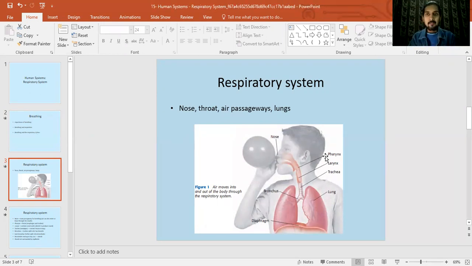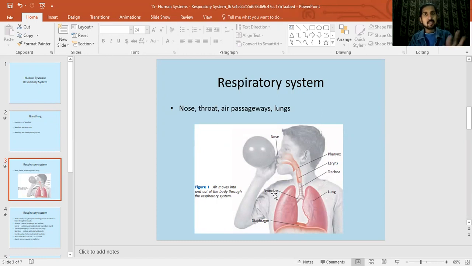Then we have the pharynx. The pharynx is the throat and it contains two openings to two different human systems, which are the esophagus and the trachea. The trachea takes gases to the lungs, the esophagus takes food to the stomach. Then we have the larynx. The larynx contains vocal cords which vibrate to produce sound. Then we have the trachea. The trachea is a windpipe which connects the larynx to the lungs. Then these lungs can be seen here as well. And then we go to the bronchus.